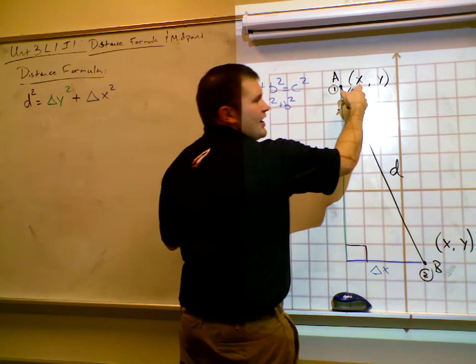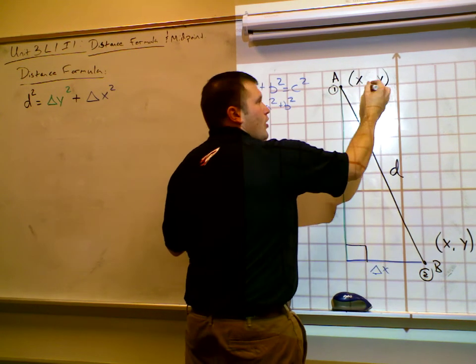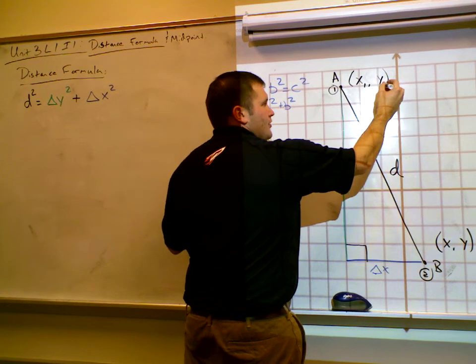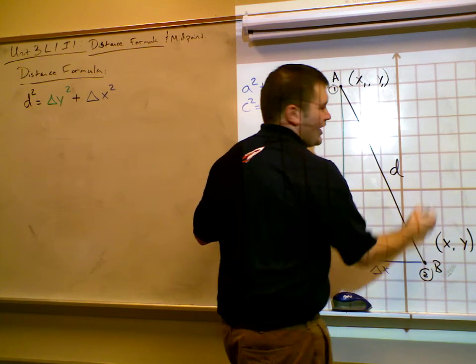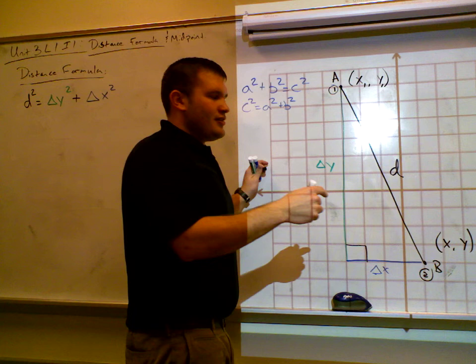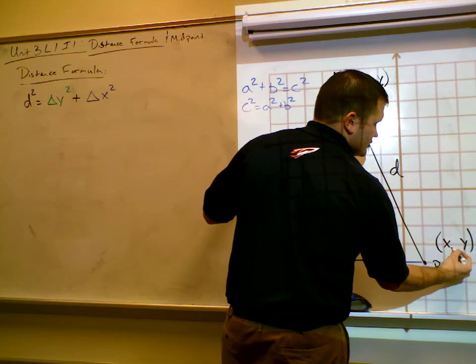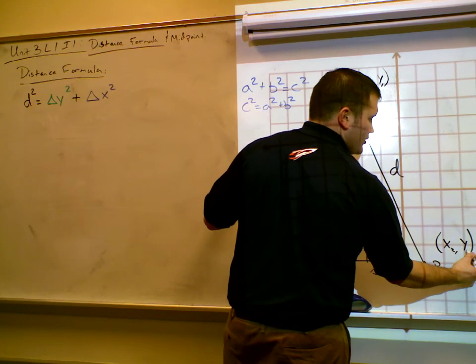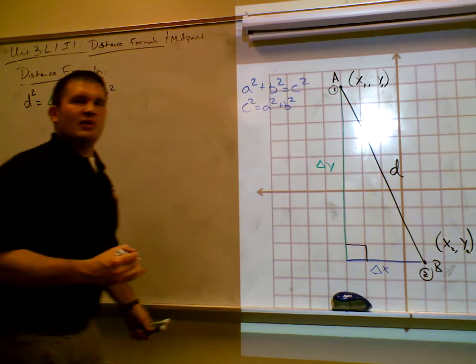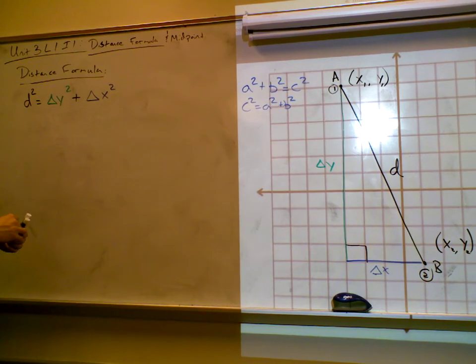So that means that this x right here is x 1. And this y is y 1. Okay, it's point 1. Right? This x right here is x 2. This y right here is y 2. Does that make sense? Why can't the top one be the 2?